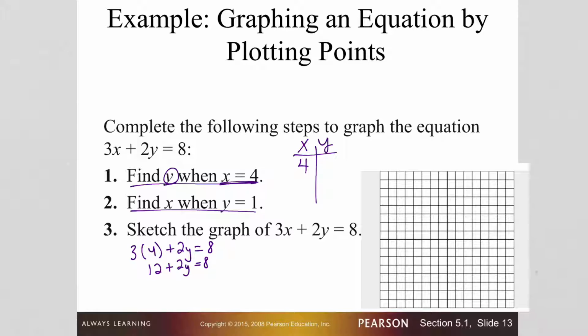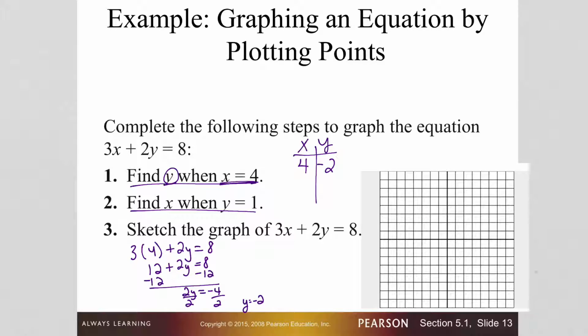Now I'm going to subtract 12 because I want to solve for y. I've got 2y is equal to negative 4. Divide by 2. So y is negative 2. I'm sorry, I said x, that's a y. So y is negative 2.